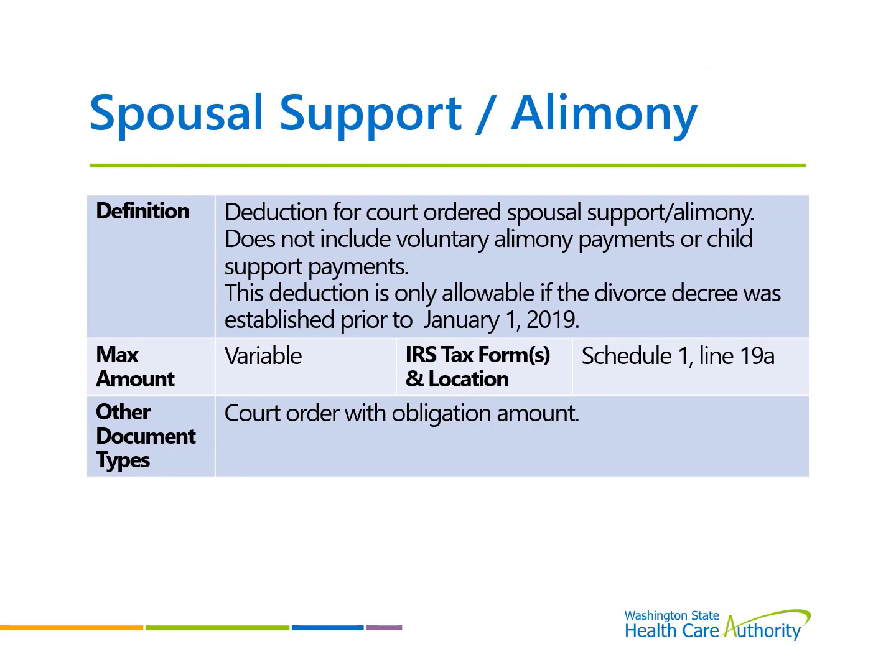Spousal support or alimony. This is a deduction for court-ordered spousal support or alimony. It does not include voluntary alimony payments or child support payments. This deduction is only allowable if the divorce decree was established prior to January 1st, 2019. The amount of this deduction is variable.